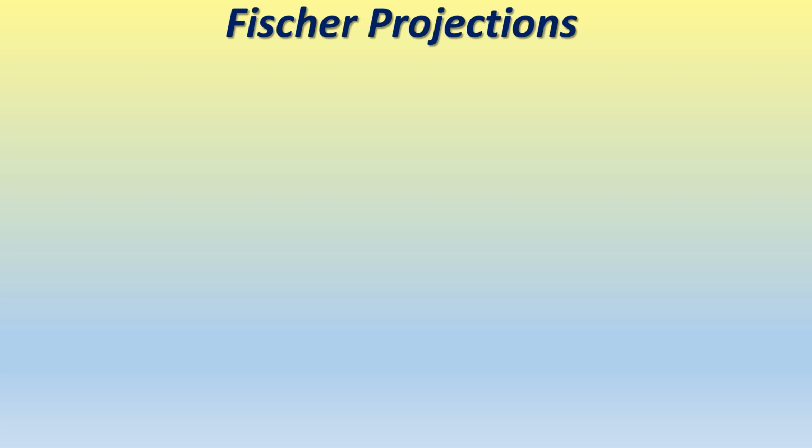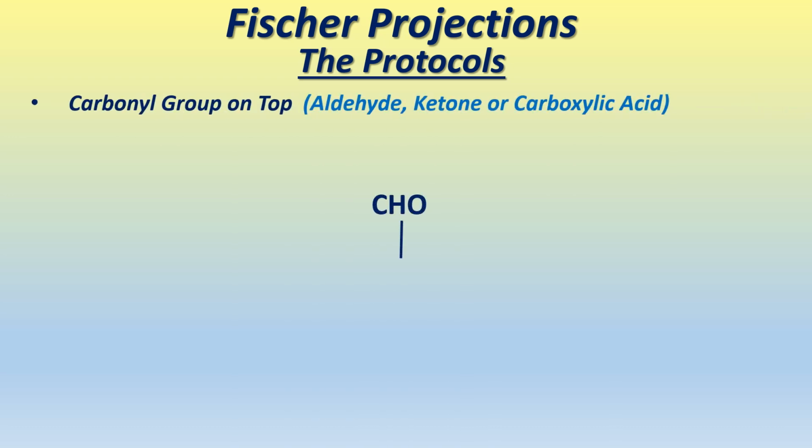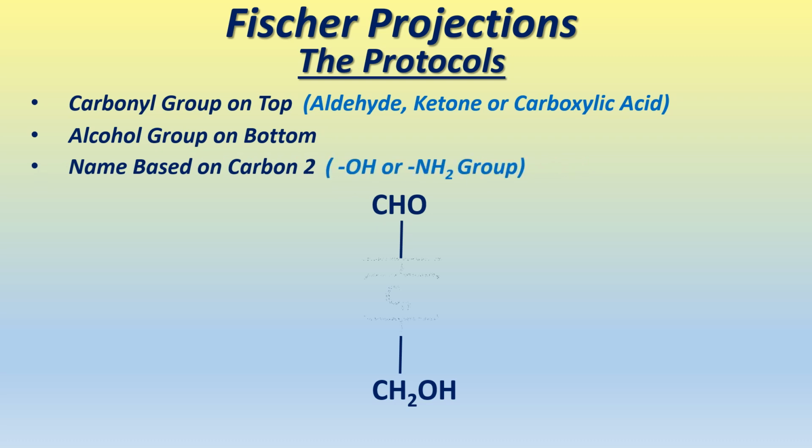Starting with the beginning, the Fischer projections. As you recall, Emil Fischer said that basically you can determine which way a molecule will bend light by drawing a flat representation of that molecule. In this Fischer projection, the carbonyl group found in a biomolecule, an aldehyde or ketone or a carboxylic acid, is on top. The terminal alcohol group is on the bottom. And the name is based on whatever substituent is attached to carbon 2.